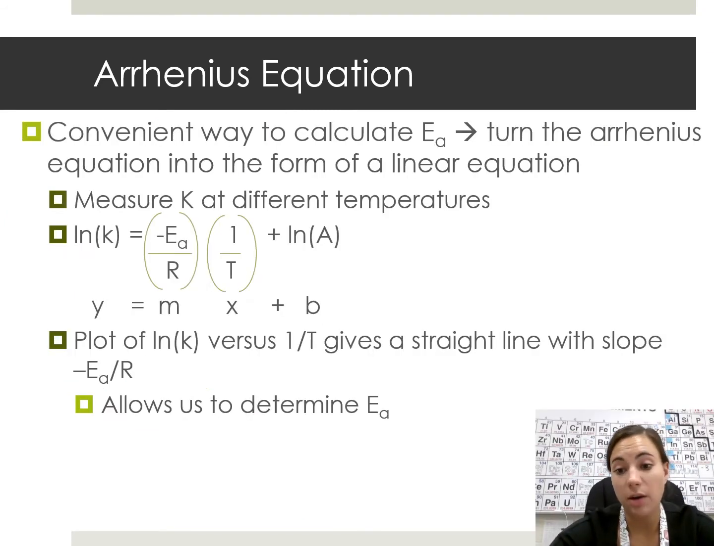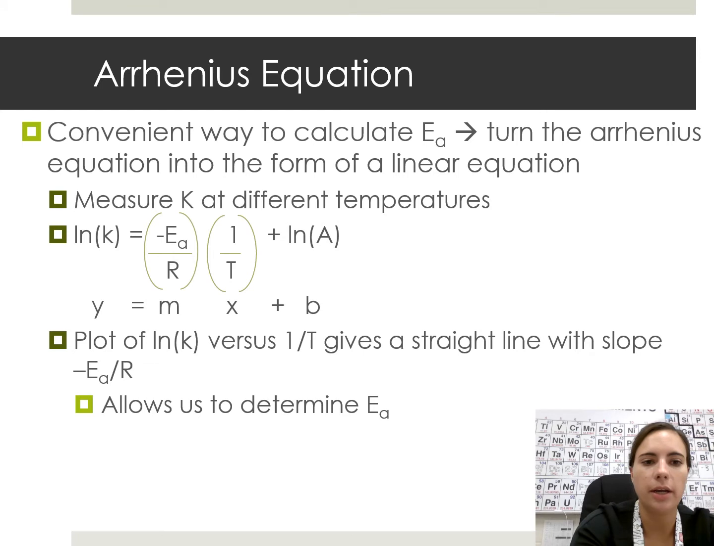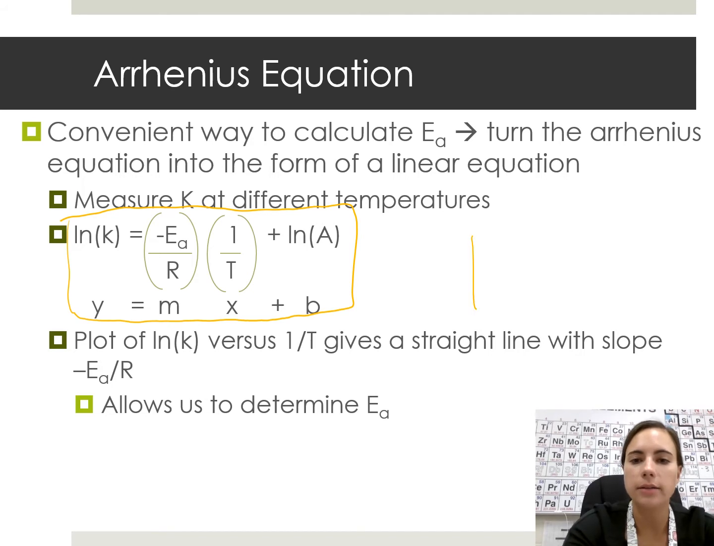The other interesting thing about the Arrhenius equation is it actually allows us to calculate the activation energy of a reaction. So if we take the Arrhenius equation and put it into y equals mx plus b form, then we can plot the natural log of the rate constants versus 1 over the temperature, and it actually gives us a slope that's equal to negative EA over R.